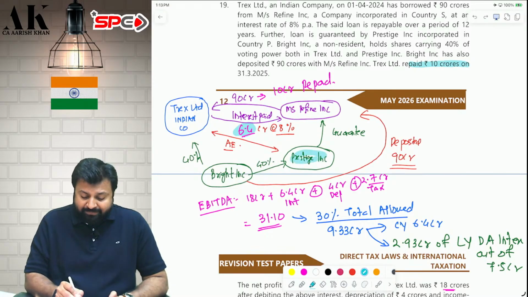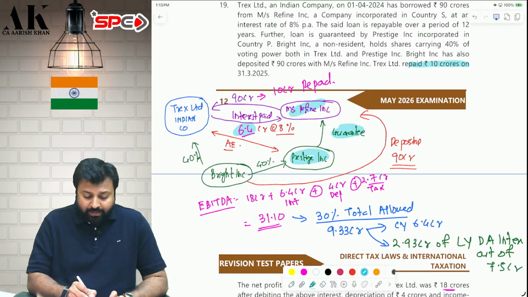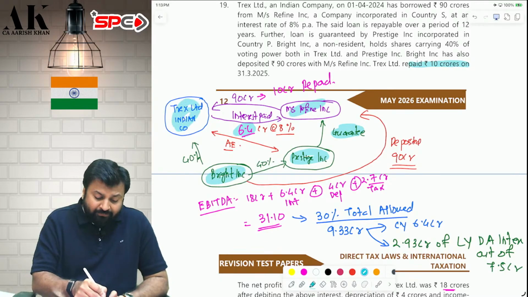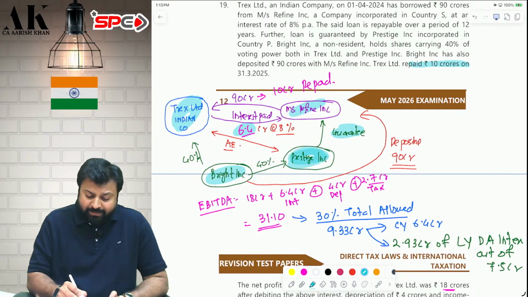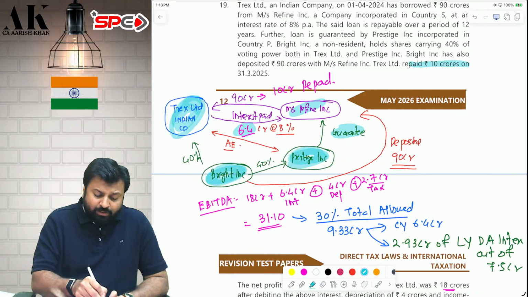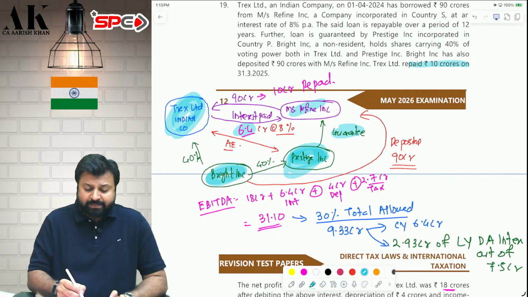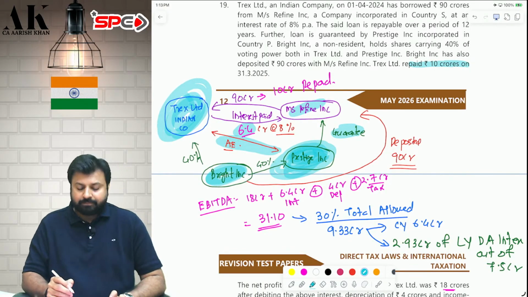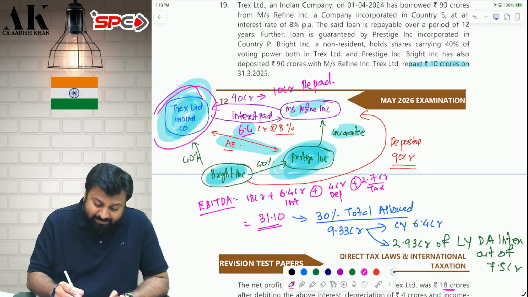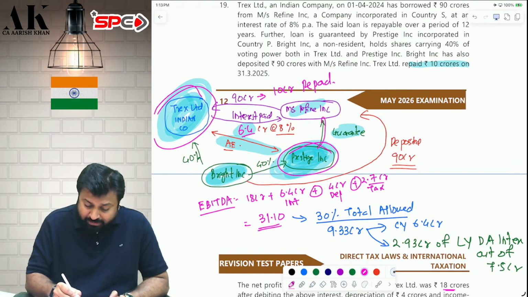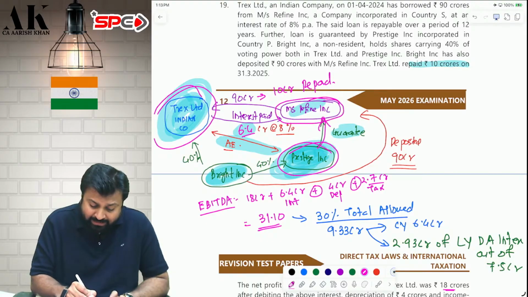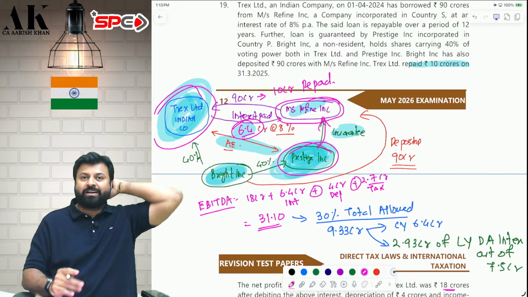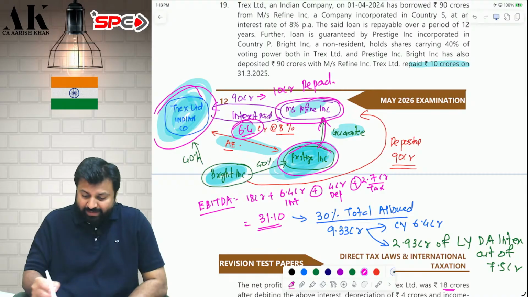Now there is one company, Prestige Inc., which is giving a guarantee to our associate enterprise. Now there is one more company, Bright Inc., which is holding 40% in Trex and 40% in Prestige. Therefore, because Bright Inc. holds 40% in Trex and 40% in Prestige, Trex and Prestige are associate entities. And our associate entity is giving a guarantee to a third party. Therefore, this interest will come under limitation of interest. As simple as that.